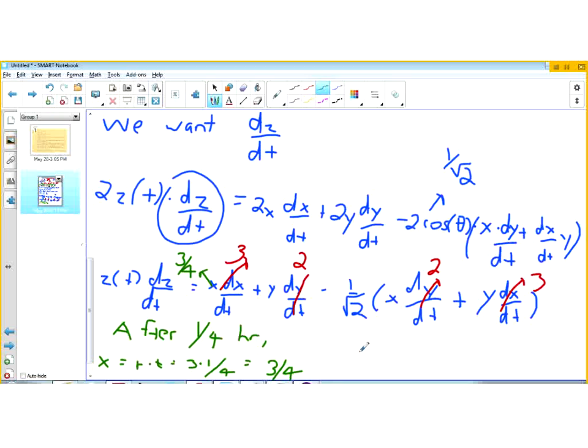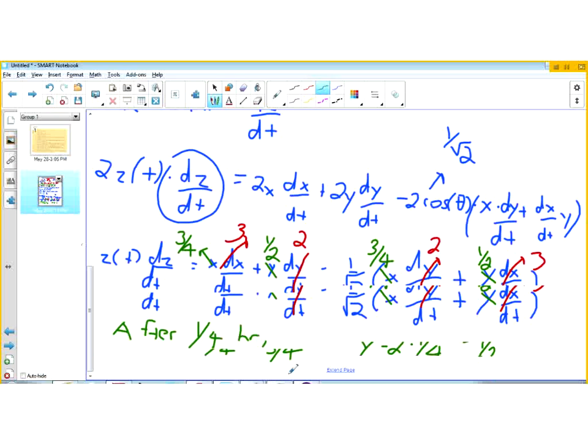All right. And let's see what else. After 1/4 of an hour, the guy walking in the y direction will have traversed, not y on the coordinate axis, but in the northeast direction, 2 times 1/4 of an hour, which is equal to 1/2 mile. So we can plug in a half for y. Okay, x is equal to 3/4, and y is equal to a half.